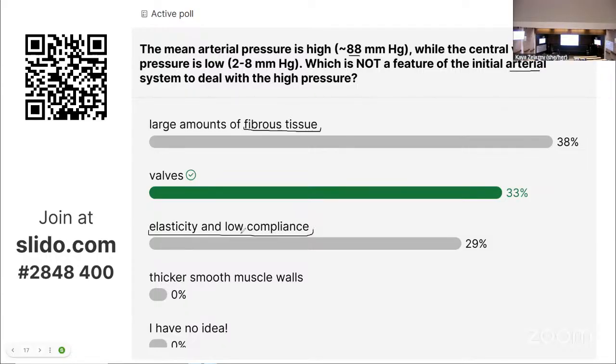In order to have this low compliance, elasticity, and high amounts of fibrous tissue, they just need thicker walls in general, and they're going to end up with thicker smooth muscle in those thicker walls as well. The thing that we're not going to see in any of the arteries out in our body is a valve. We're really only going to see valves in veins. So I want you to think about those semilunar valves as really part of the heart rather than part of the arterial system.